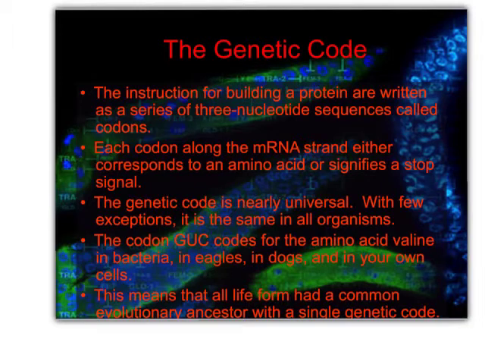In other words, if I looked at GUC on a sequence of mRNA molecules, the amino acid valine will be coded for by GUC. Doesn't matter if we're talking about a bacteria, an eagle, a dog, or Joey McCasson's cells. All of them are going to have valine whenever you see a GUC. So it's universal. What does this tell us? It tells us we're all closely related, that we had a common ancestor from which all organisms live. By the way, we think that's bacteria.